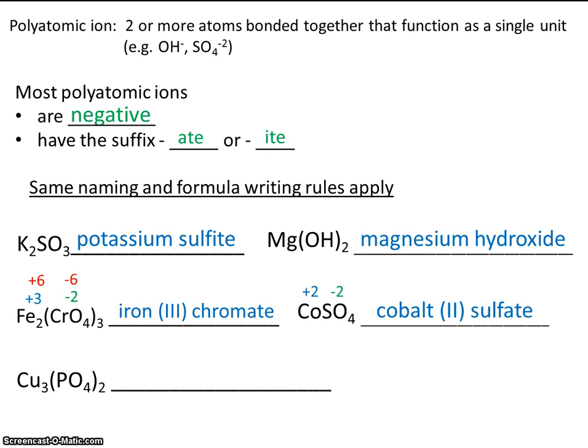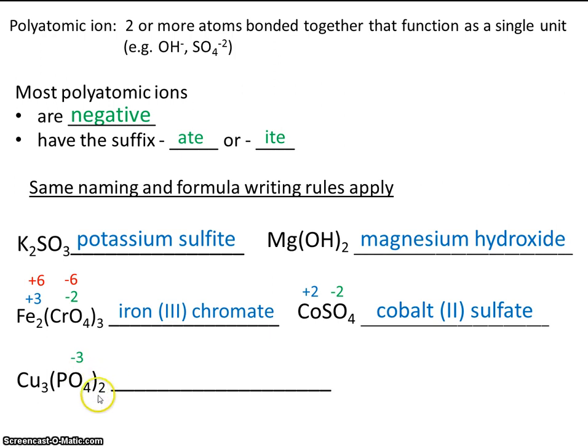This would be an excellent time to pause the video and practice this one on your own. So once again, copper is a transition metal. You should recognize this from the back of your periodic table as phosphate. PO4 is phosphate, and phosphate has a charge of -3.